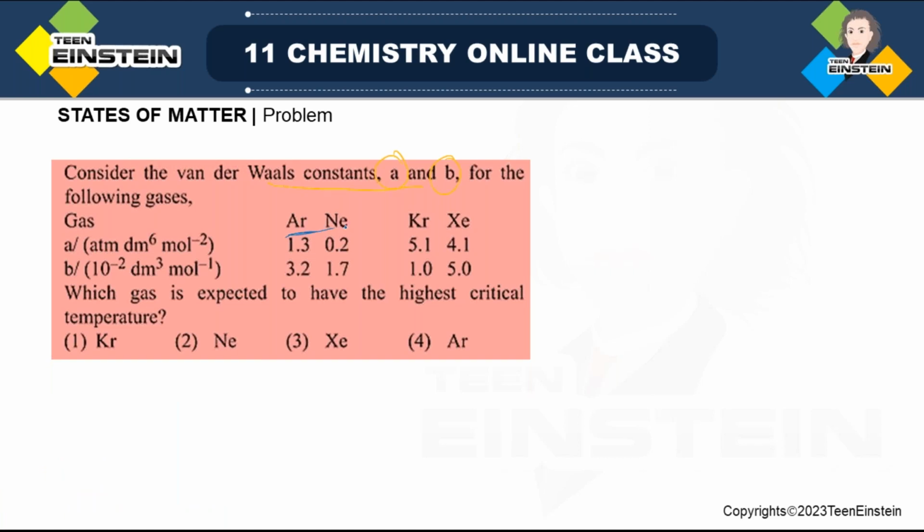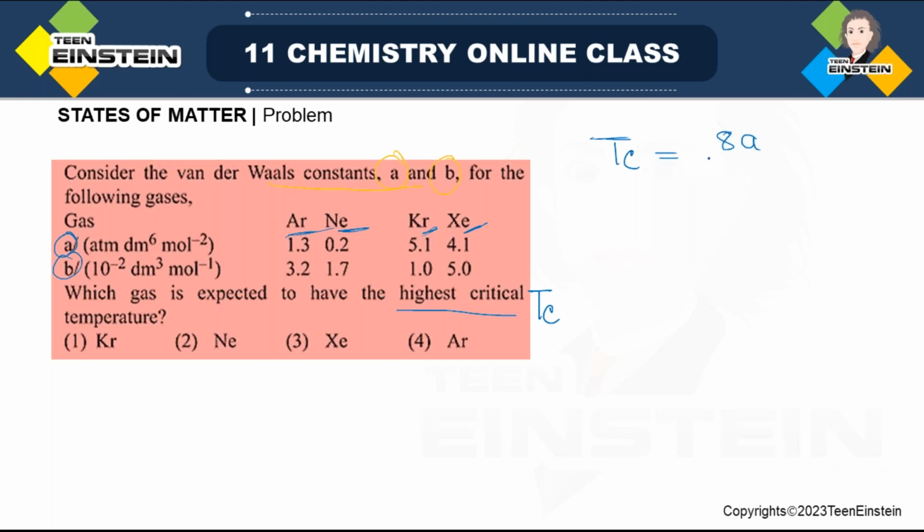Here we have argon, neon, krypton and xenon. Now which gas has the highest critical temperature? That we have to find. These two values are given for these four gases. Now the critical temperature is denoted by Tc. And what is the relationship of Tc with small a and small b?